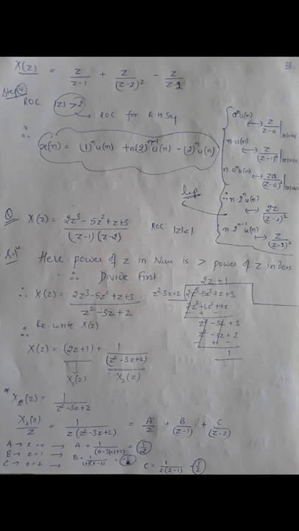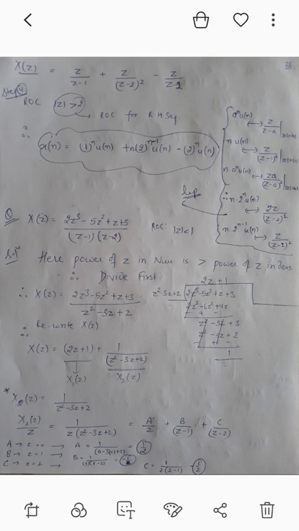So it is z upon (z minus 1), that is 1 raised to power n u(n); z upon (z minus 2), the third part, that is minus 2 raised to power n u(n); and the remaining one is the middle part, that is z upon (z minus 2) whole square.